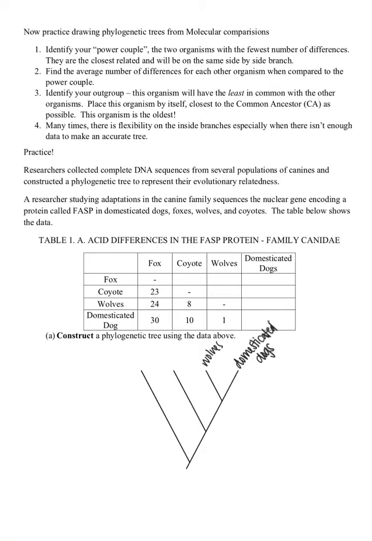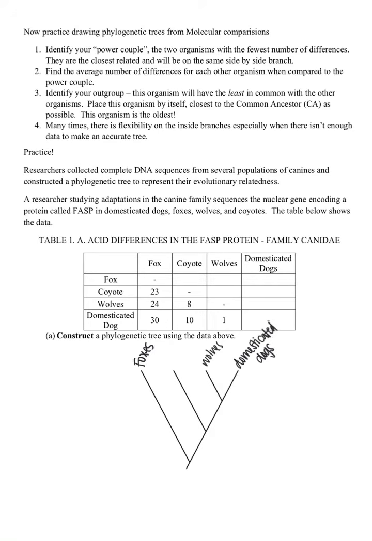Looking at my table, I see that the biggest number of differences is 30. Right there with the domesticated dog and the fox. Okay, my other biggest numbers are 24 and 23, also with the fox. So I'm going to say that my fox is my outgroup. It has the most differences with everything else. So I'm going to place that on my tree as the outgroup.